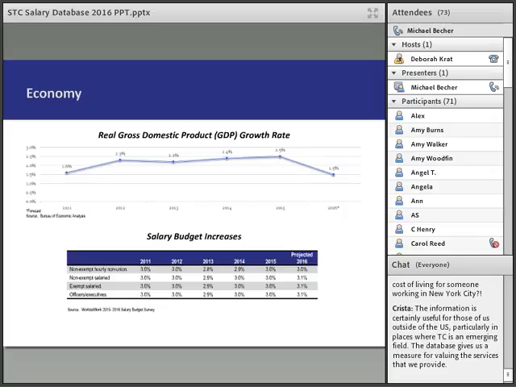And we just want to go over that, let you see what that is, and then we can get into a little bit of discussion about that. So the first thing that we look at is the real gross domestic product growth rate. So this is how much GDP is growing from one year to the next.